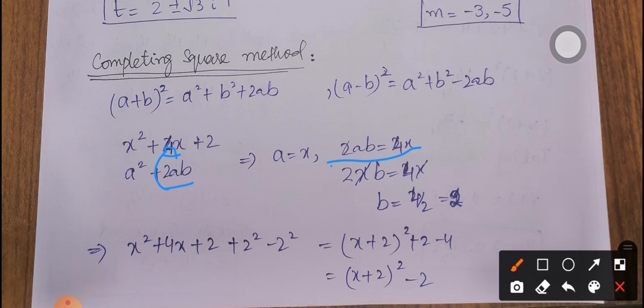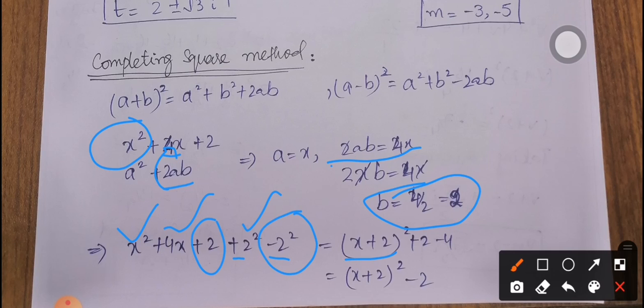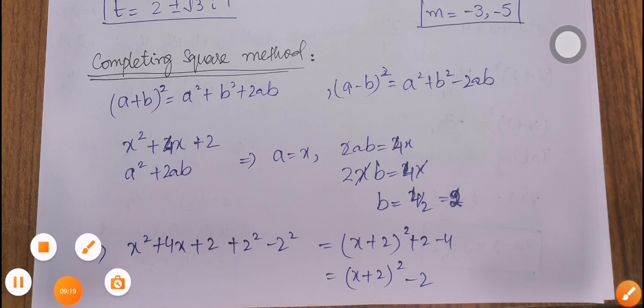Number 1, make the coefficient of x² equal to 1, then divide the coefficient of x by 2 to get the value of b, and then add and subtract the square of b. So you can see x² + 4x + 4 is going to be (x + 2)², and we deal with the other two constants and are left with -2. So this is how we can complete the square of any quadratic term.